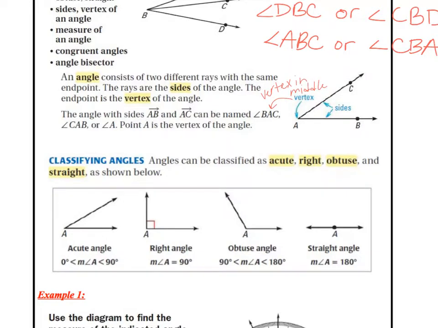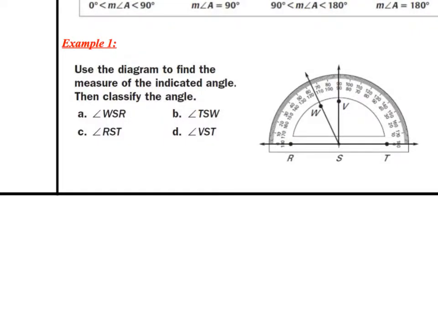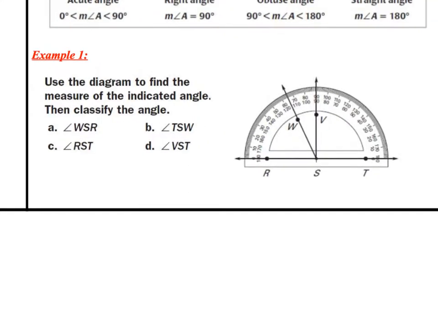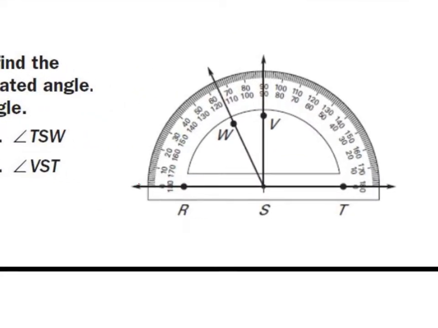Acute is less than 90. Right is 90. Obtuse, greater than 90, but less than 180. And straight is 180. Thumbs up. In case you've forgotten, we're going to do a quick review. Remember, there's zeros on both sides. So there's a 0 on the left and a 0 on the right. You can read it either way. If you're going to read from the left, you read the outside. If you're going to read from the right, you read the inside.